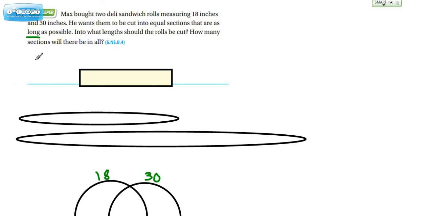All right, now in class, we talked about how you're looking for those words greatest number of and same number of, and those same words are in here, only it's not those same exact words, it's words that mean the same thing. So if I underline those words, as long as possible means as great as possible, and this idea of equal sections is kind of the same idea of being the same. So when we look and reconsider here, long as possible, that means we're going to have to find the GCF of these two numbers, 18 and 30.